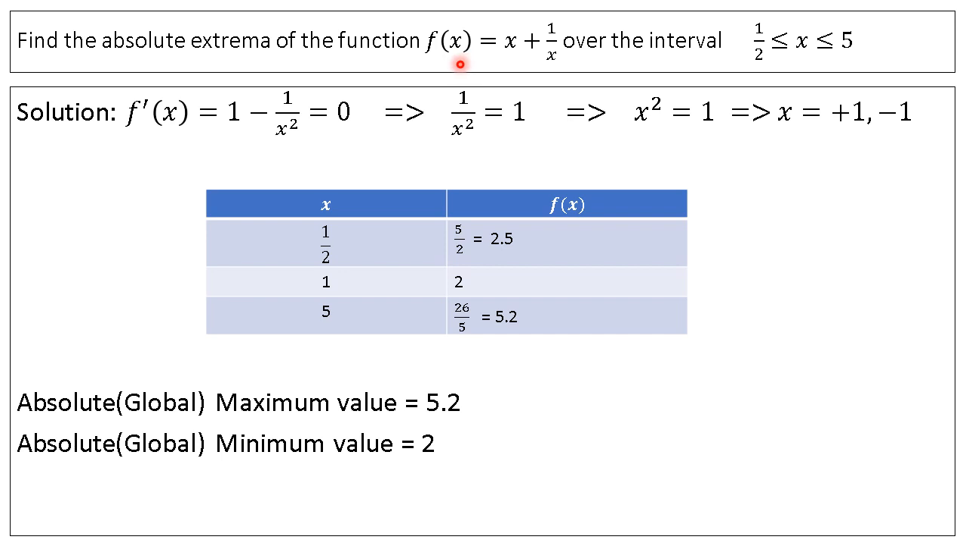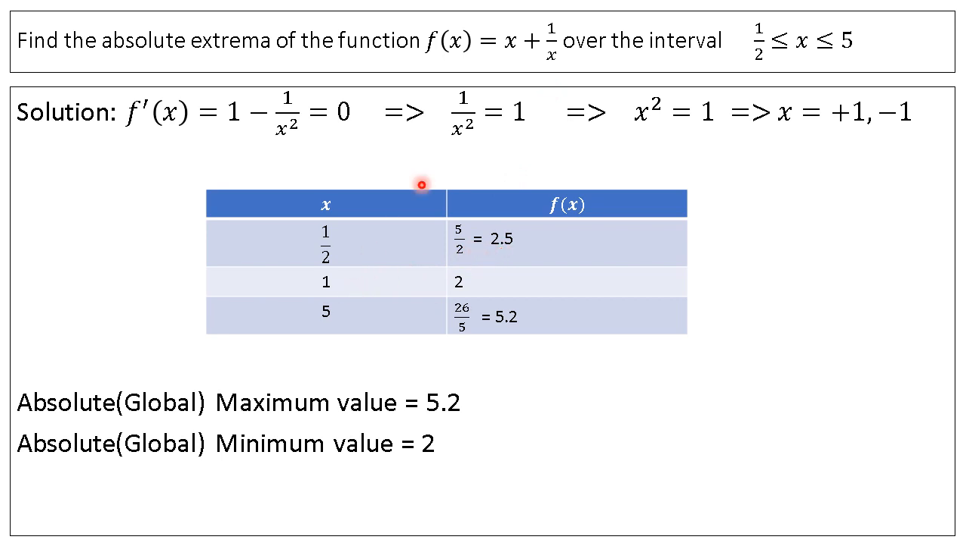Putting x is equal to 1 by 2 in the given function, 1 by 2 plus 1 divided by 1 by 2. 1 divided by 1 by 2 means 2, so 1 by 2 plus 2, that is 5 by 2. 5 by 2 means 2.5.